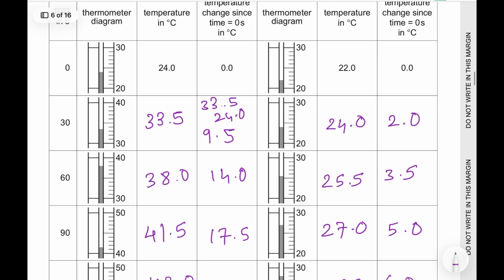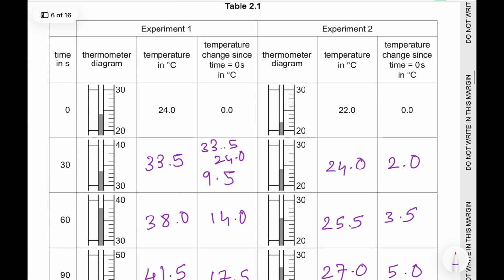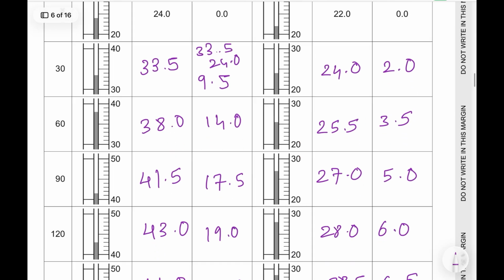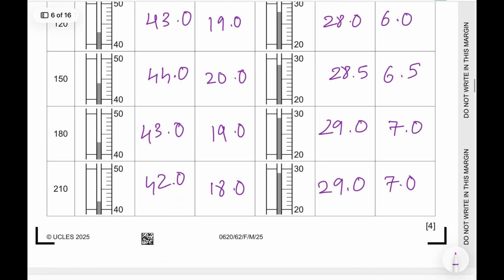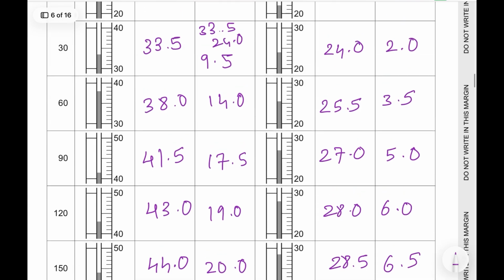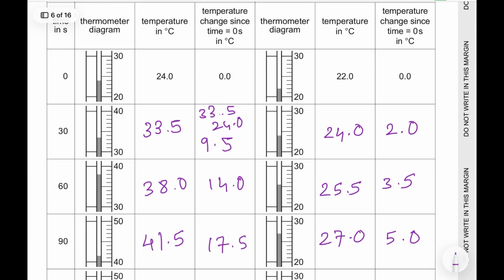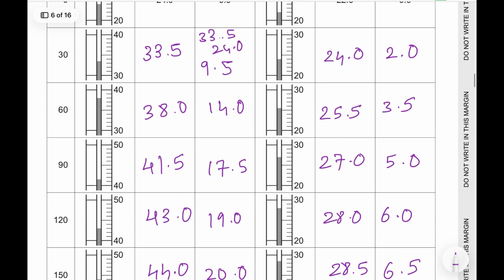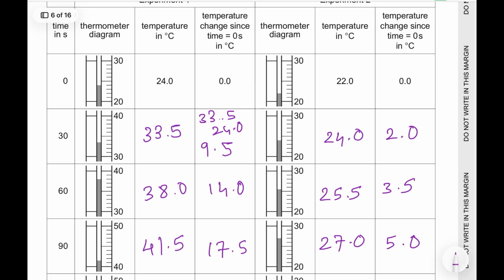As the experiments were performed, you can see that they have given two values from the thermometer. I have noted them down. You have to write the values to one decimal place. The ones which are in decimal are okay, for example 33.5, 41.5. The ones which are whole numbers, you have to write to one decimal place. So it's 38.0. You're supposed to write the 0.